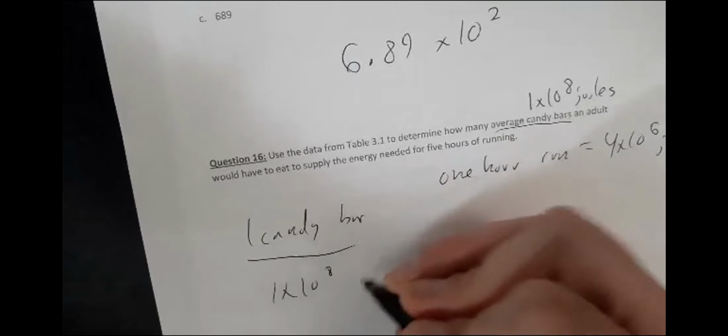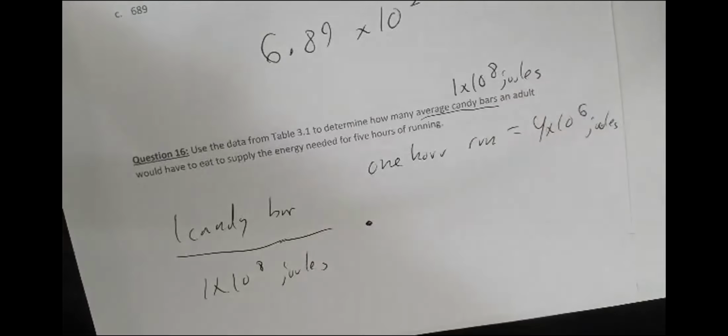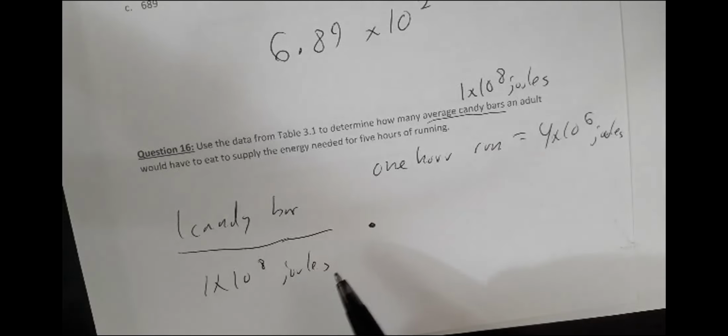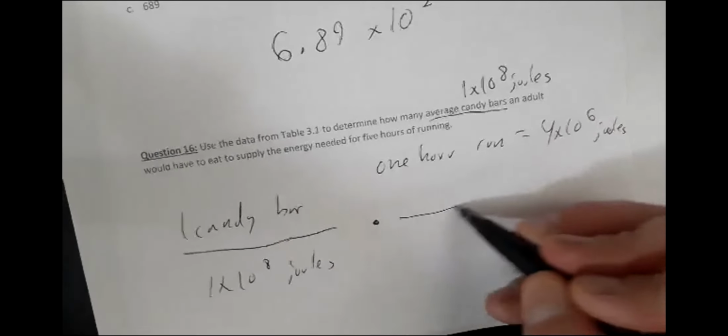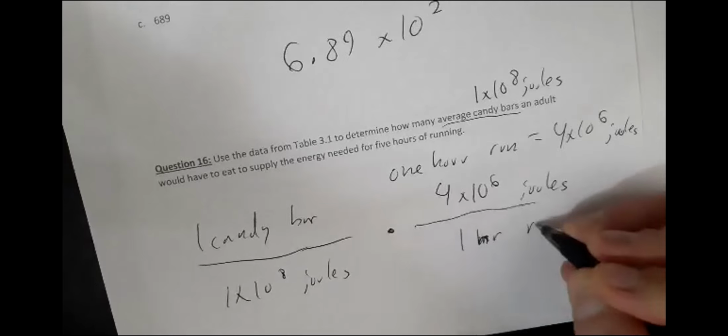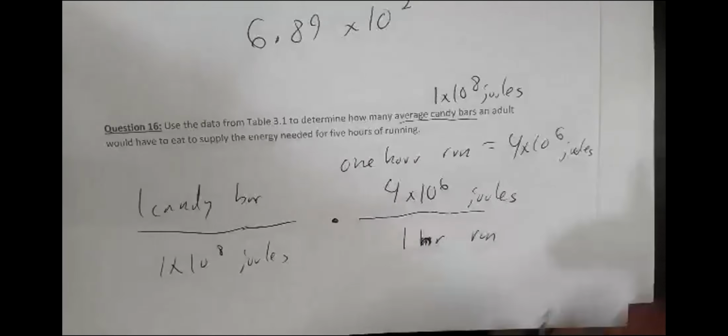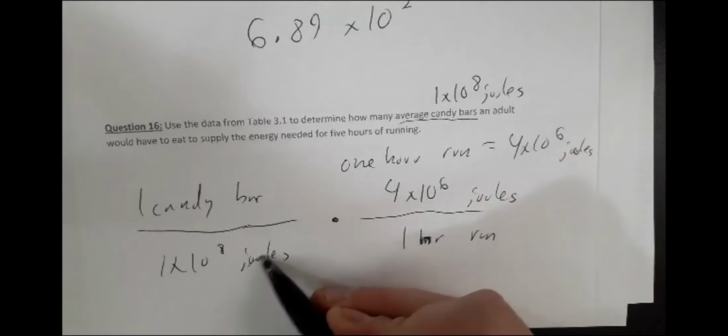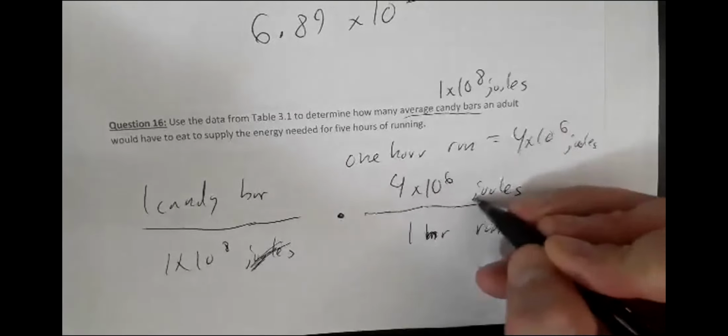So again, I know my conversion factors are simple: 1 candy bar is 1 times 10 to the 8 joules, and 1 hour run is going to give me 4 times 10 to the 6 joules. So if joules are on the bottom here, I want to put joules on top over here: 4 times 10 to the 6 joules for every 1 hour run. And this looks like it's going to give me something in candy bars for every 1 hour run.